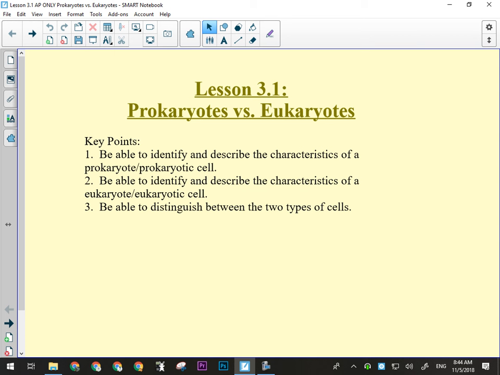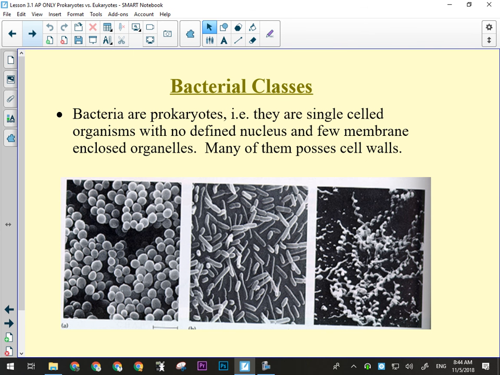Most prokaryotic organisms are bacteria. Essentially all of them are bacteria. That's what a prokaryote would be. So we'll look at what they mean. Bacteria are prokaryotes, that is, they are single-celled. There are no multicellular prokaryotic organisms.